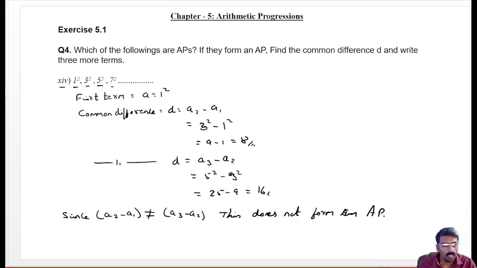By this we end our question number 4 here, and also the exercise 5.1 ends here.